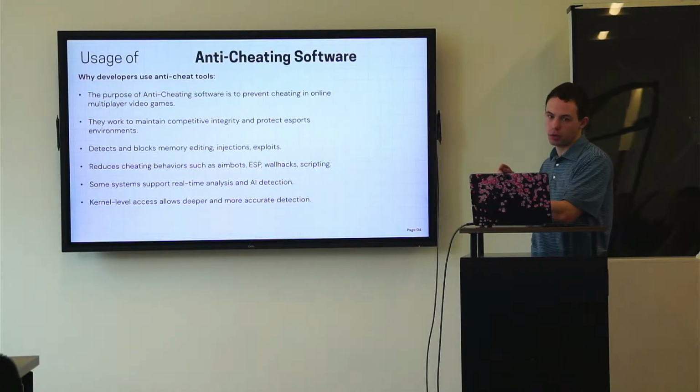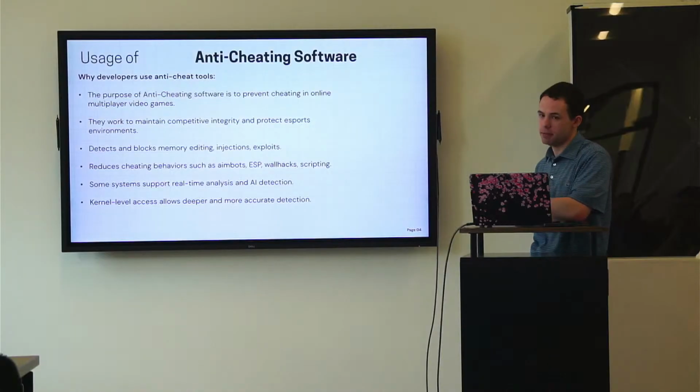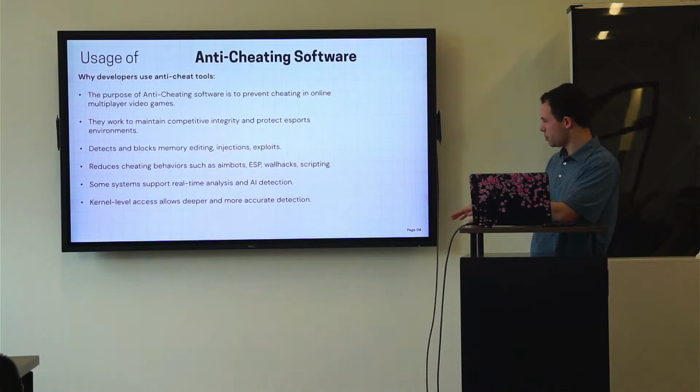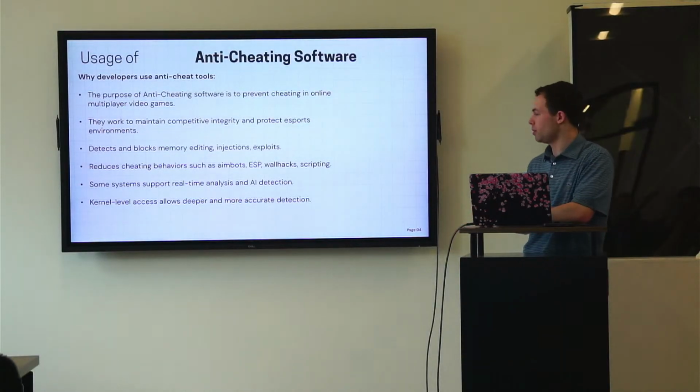Many of them have varying levels of how advanced that detection is. Some of them work in real time, some of them do not. Some of them only work after the fact, after a cheater has already been caught. Many of them also work at the kernel level of the computer, which is the lowest level that most applications can work at. And this allows for a deeper, more accurate detection of certain types of cheats that work at the lower levels of the computer.